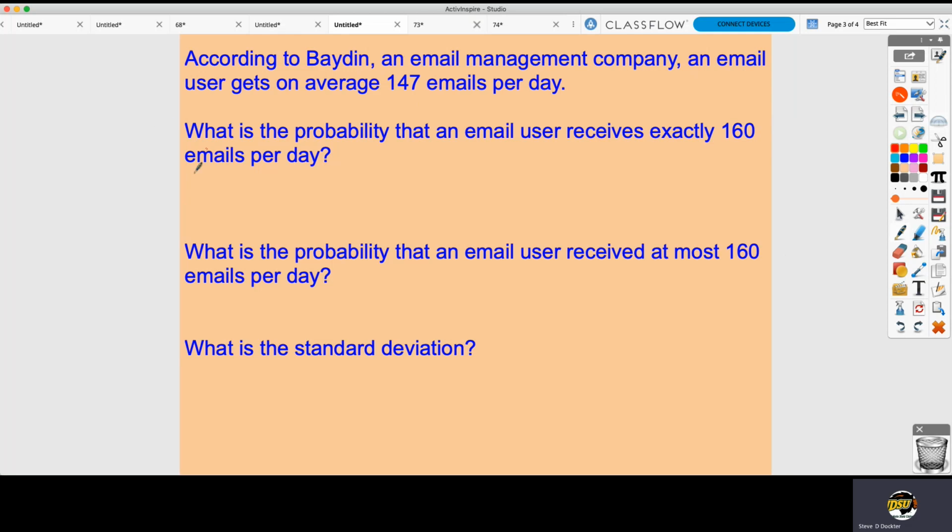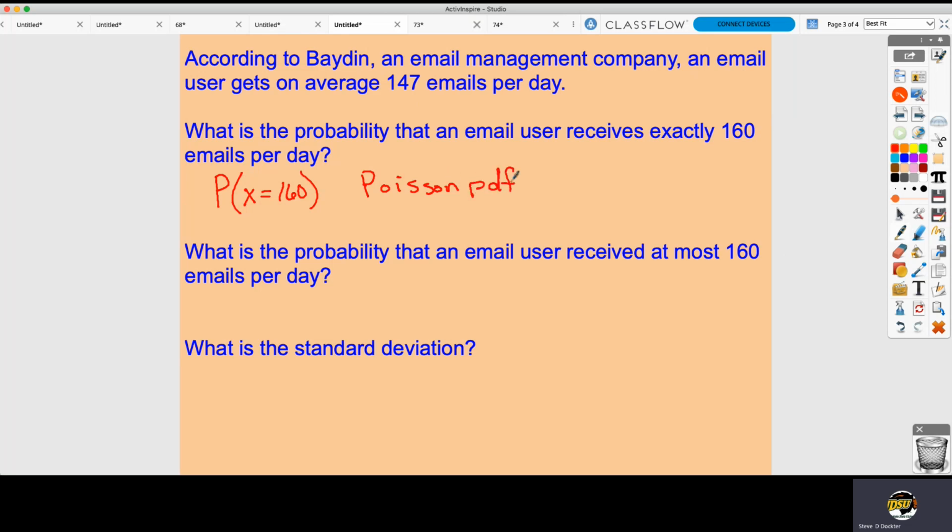All right, so remember what that's going to look like is we're going to say the probability of X being exactly 160. For this, when it's exactly, remember there's 2 different types, a PDF and a CDF. Which one do we use when it's exactly that number? PDF. So you're going to go down and look for your Poisson distribution and go to the PDF.